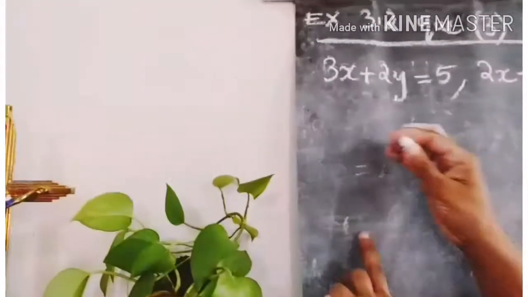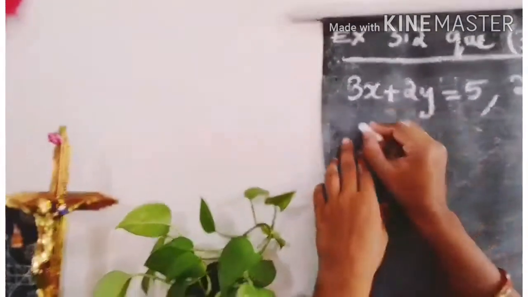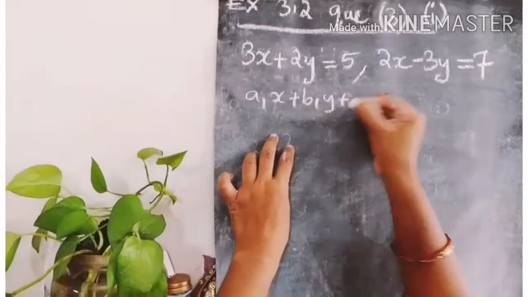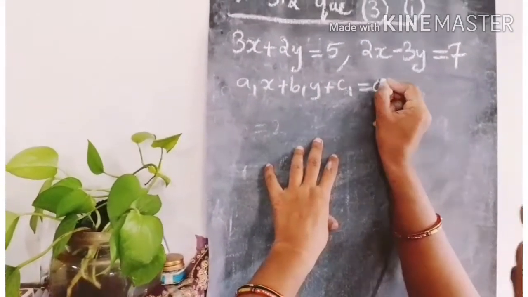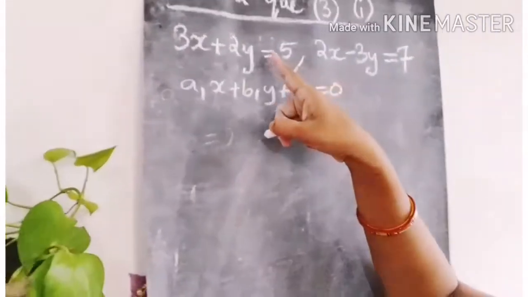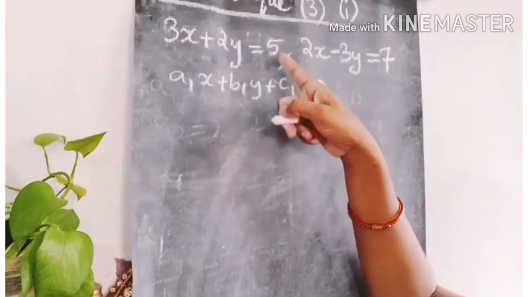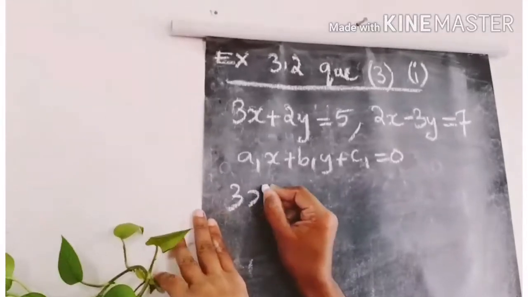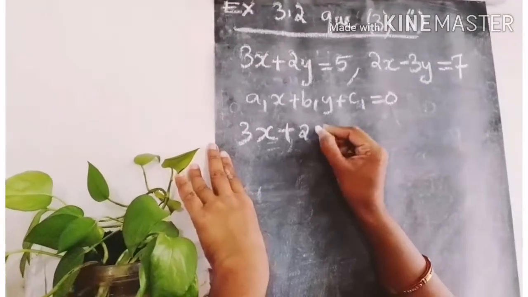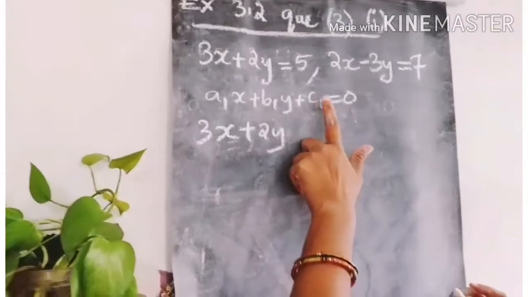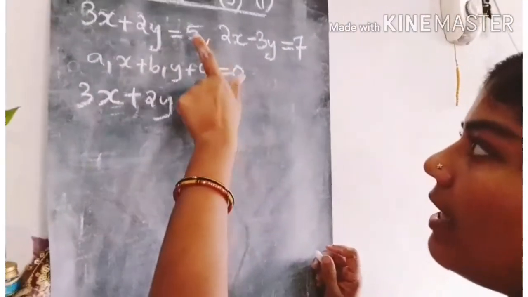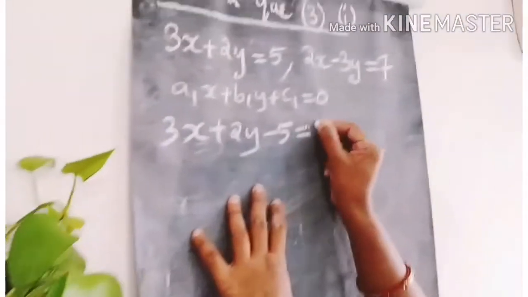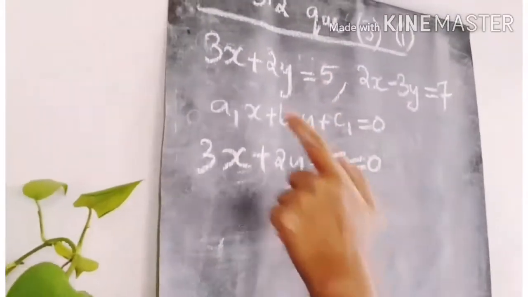We already know the standard form: A1x plus B1y plus C1 equal to 0. Here this C1 is written after the equal to symbol, so we have to change our question a little bit. We can change it as 3x plus 2y, and on the right side it will be equal to 0. So 5 goes to the LHS side and it will be minus 5 equal to 0. So the first equation is changed as per the standard form.